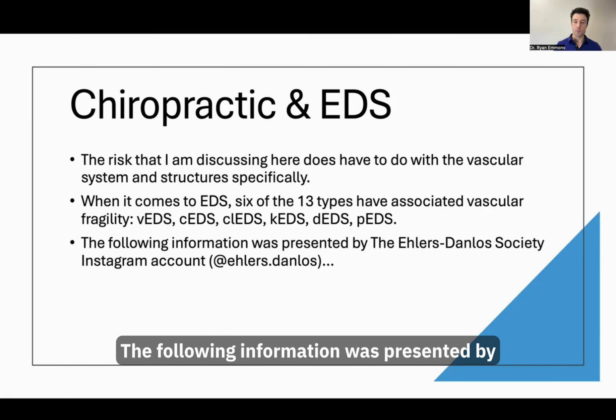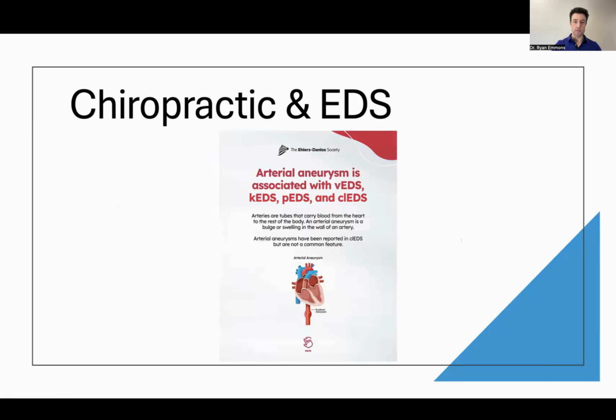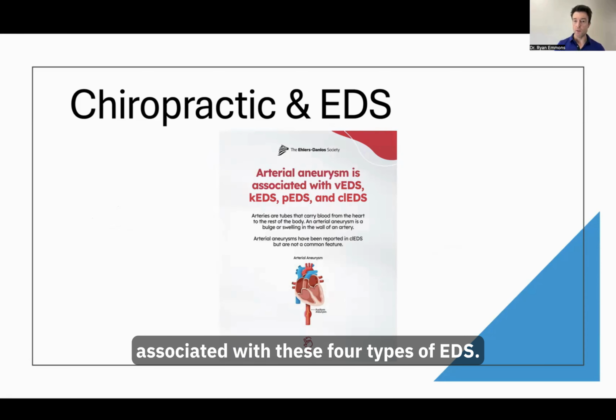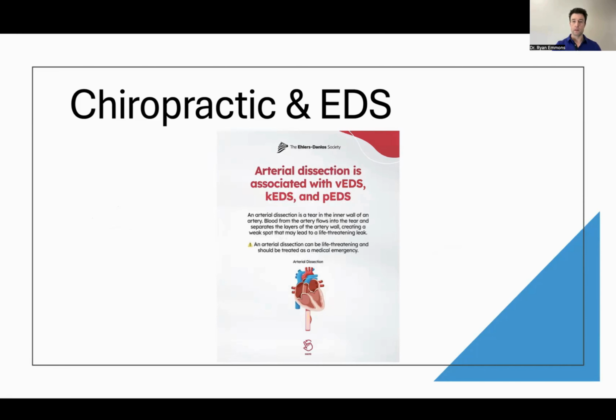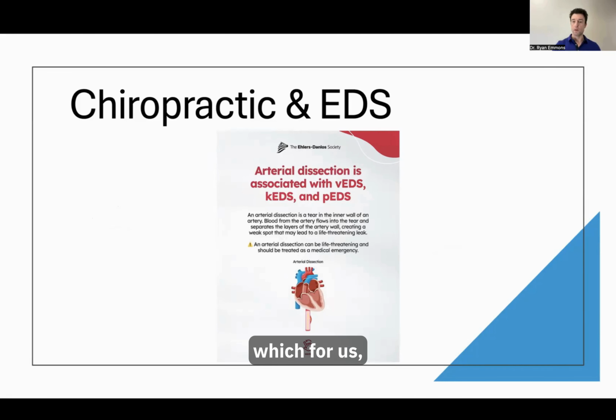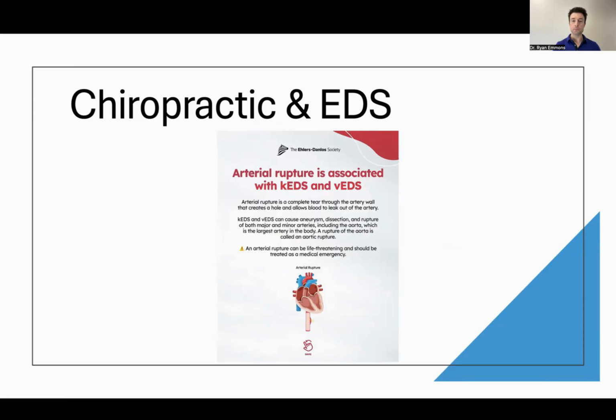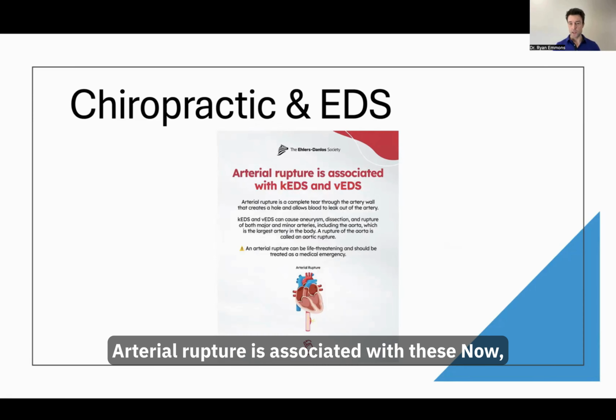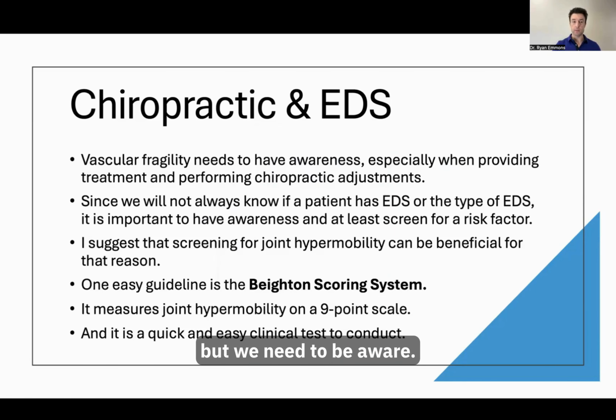The following information was presented by the Ehlers-Danlos Society Instagram account, which brought it to my attention and made me lead into this presentation. So, arterial aneurysm is associated with these 4 types of EDS. Arterial dissection is associated with some types of EDS, which for us, specifically in chiropractic, cervical artery dissections are of concern. Arterial rupture is associated with these 2. Now, it doesn't mean that these types are common, but we need to be aware.